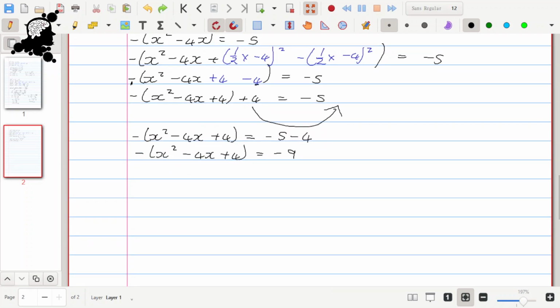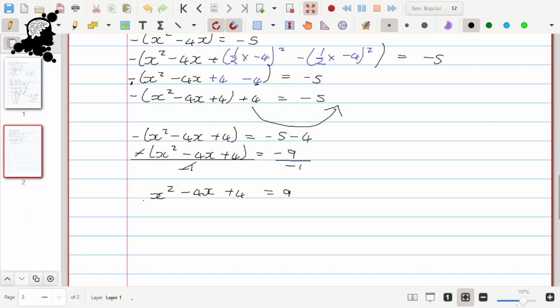That's a terrible division line. Let's do things properly. We divide by minus 1. We also divide by minus 1 on the right-hand side. So the negative 1 cancels. I remain with x squared minus 4x plus 4 is equal to 9.